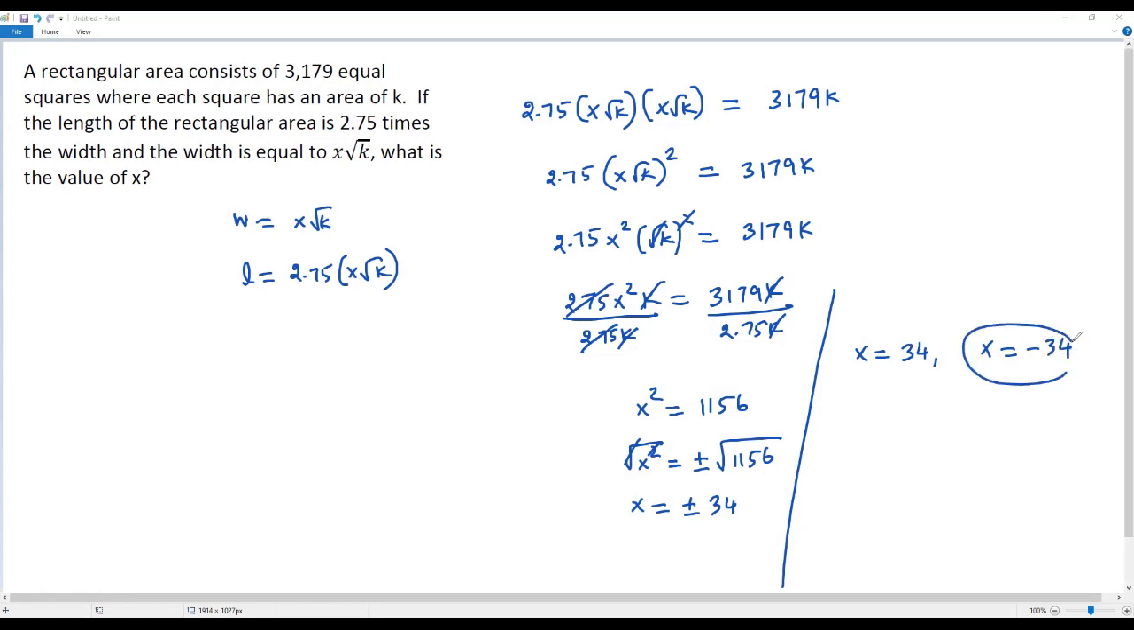When x takes a negative value, this x times square root of k will become negative. That is, the width of the rectangle will be negative. The width of the rectangle can never be a negative value, so we can reject the negative value of x. Let's consider only the positive value of x. Therefore, the value of x is 34.